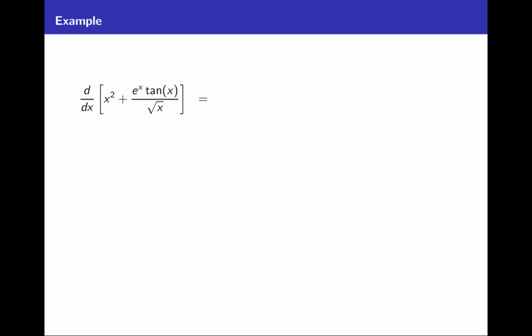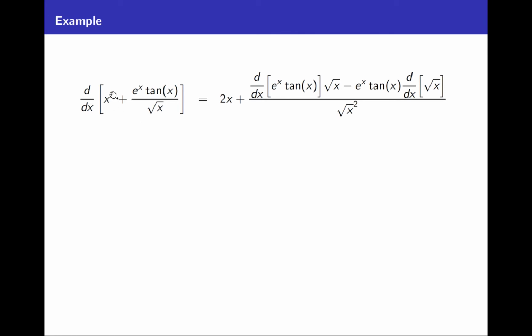Here's another example. We want the derivative of the function x squared plus e to the x tangent x over square root of x. Okay, so that's the sum of two functions. So our first rule that we're going to apply is the sum difference rule. This derivative would be the derivative of x squared plus the derivative of this quotient. And the derivative of x squared is 2x. And for the derivative of the quotient, we need to use the quotient rule.